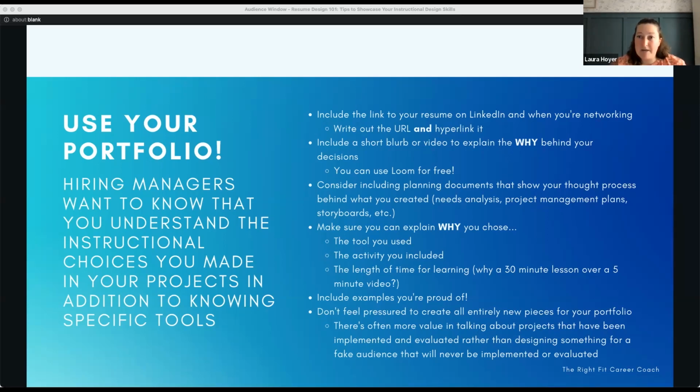Make it easy for the viewer to get additional information about you and how to contact you. I also highly recommend writing out the URL and hyperlinking it, so that if it's a hyperlink and it works and somebody can click on it, great. But if they can't, they also have the URL that they can type in themselves and get to the same place.